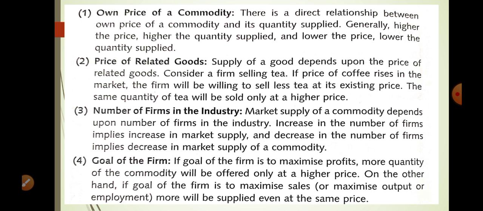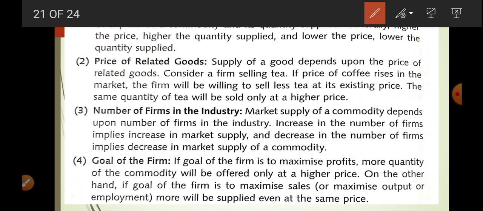Now come to the next one, the goal of the firm. There are two types of goal of the firm: profit maximization and sales maximization. If the firm's goal is profit maximization, they are going to keep the price high and supply is going to be less. If their aim is to maximize sales, then at a low price they are going to supply more. So that is the relation.